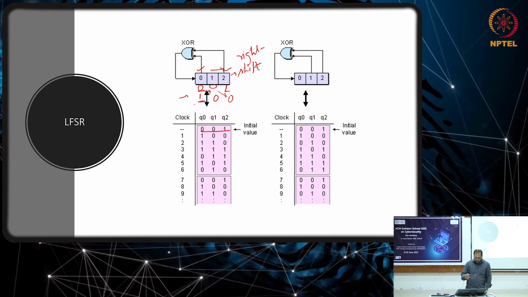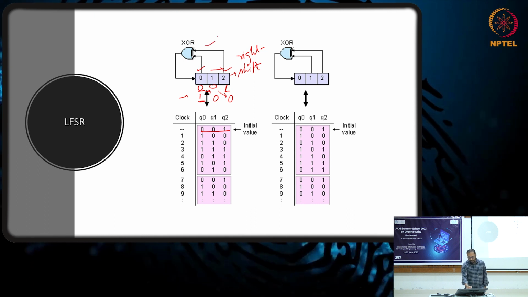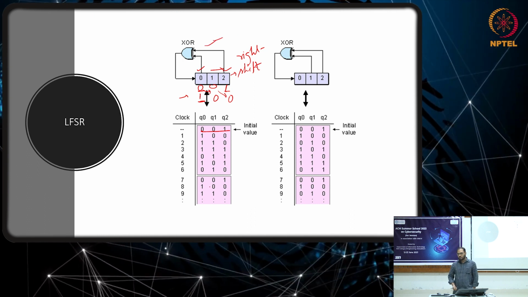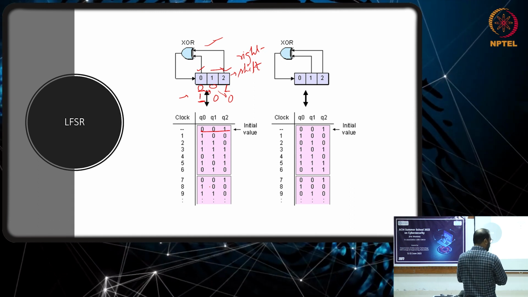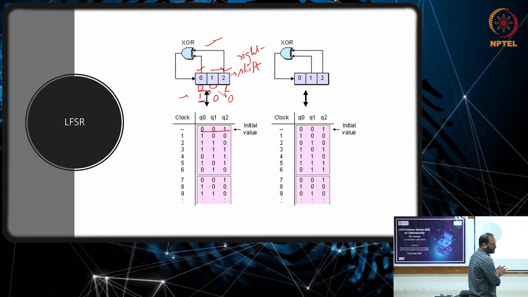Okay. Can you quickly draw this diagram and find all these values on your own? You have to find the values until you feel like it's repeating again.